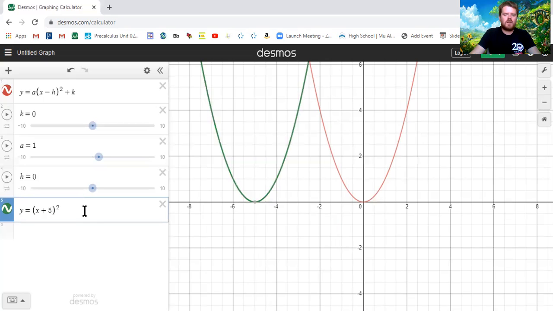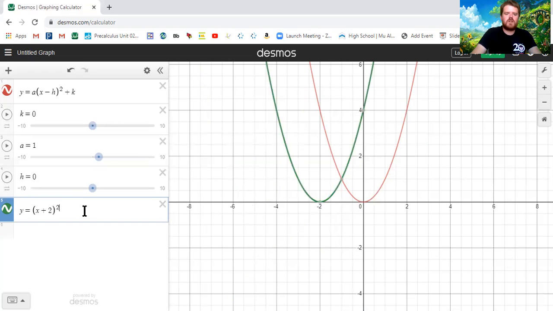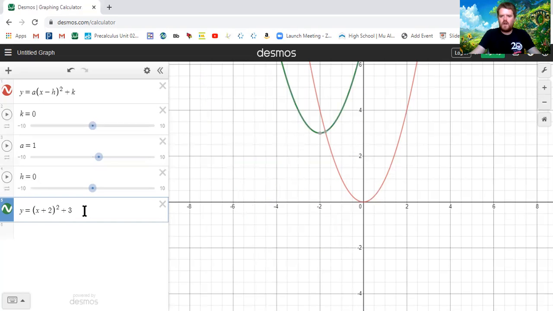In this section, you're going to be asked to kind of put all these together. So I might tell you, take y equals x squared, and give me the equation of a function that's been shifted up 3 units and left 2 units. So you put those two concepts together, that's shifted 2 to the left, that's shifted up 3.